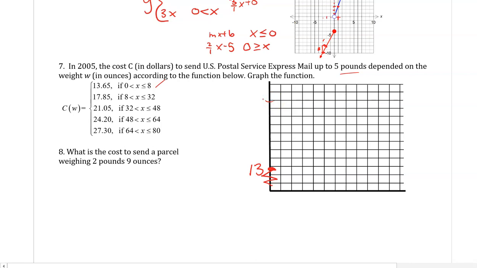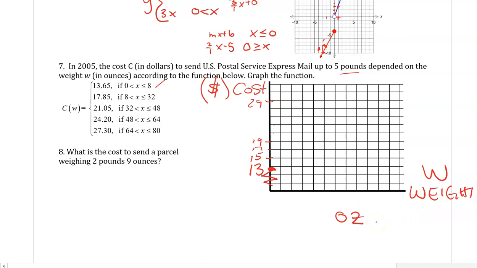Let's see, 8 times 2 is 16. 16 plus 13 is 29. So we can use a 2-to-1 scale. So 15, 17, 19, etc., 21, 23, 25, 27, 29. You can use another scale if you prefer. That is cost in dollars. And this is weight, or W, in ounces. And again, we have to take a look at our scale.